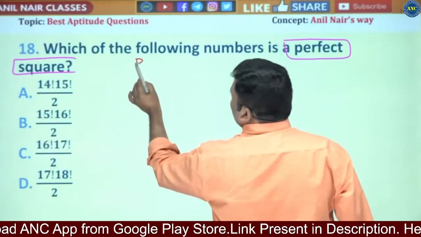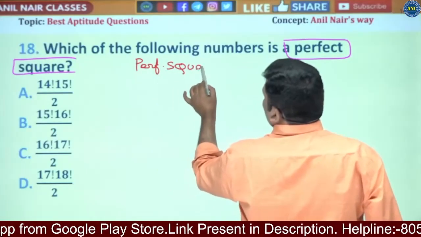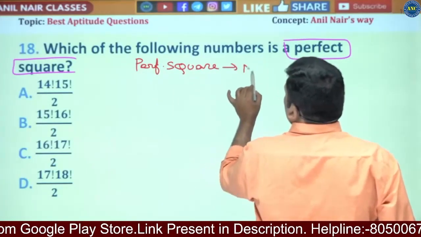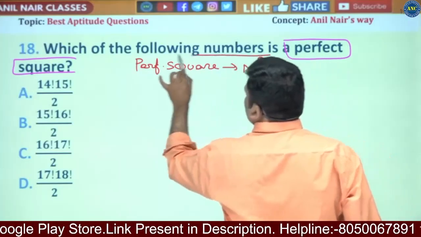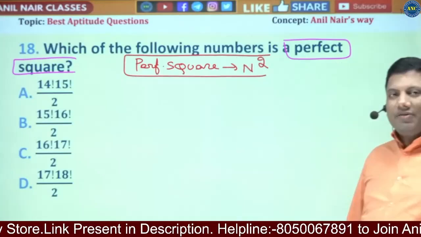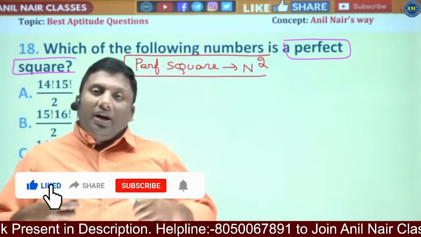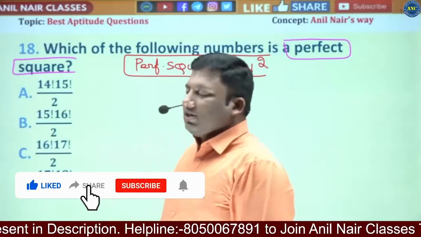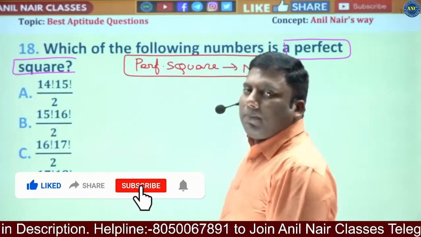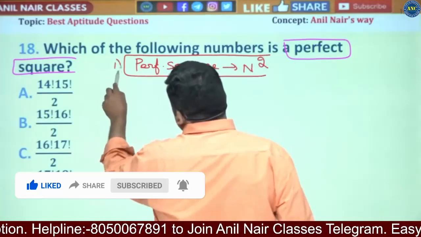Any perfect square will be of the form n square, n is a natural number. A perfect square will be of the form a square of a number, a number multiplied by itself. Number multiplied by itself, it is called a perfect square. First we understood the keyword.